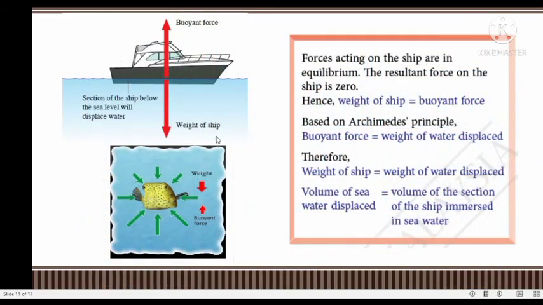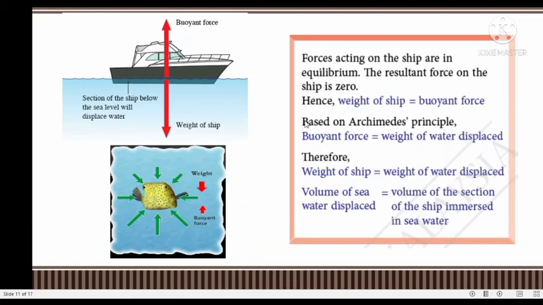Let's look at one example, a ship. For a ship that is immersed, the section of the ship below the sea level will displace water. There are two forces acting on the ship, buoyant force and weight of the ship. This one floats, partially immersed. The fish here is fully immersed but still floats because buoyant force equals its weight. Forces acting on the ship are in equilibrium. Resultant force on the ship is 0. Hence, weight of the ship equals buoyant force.